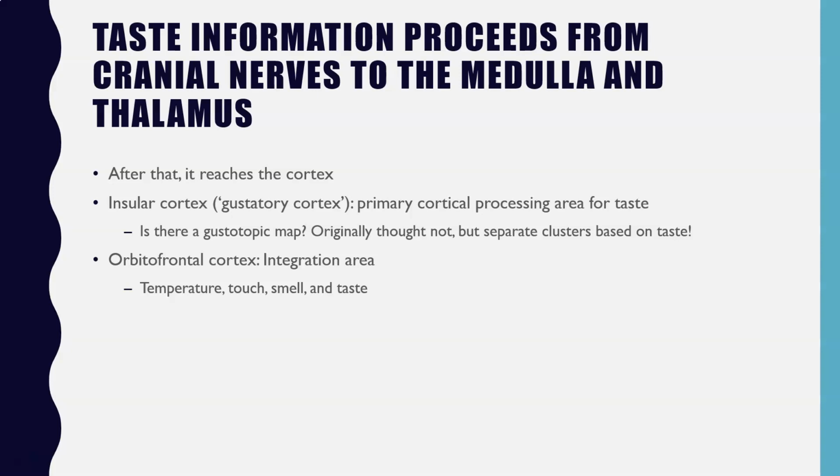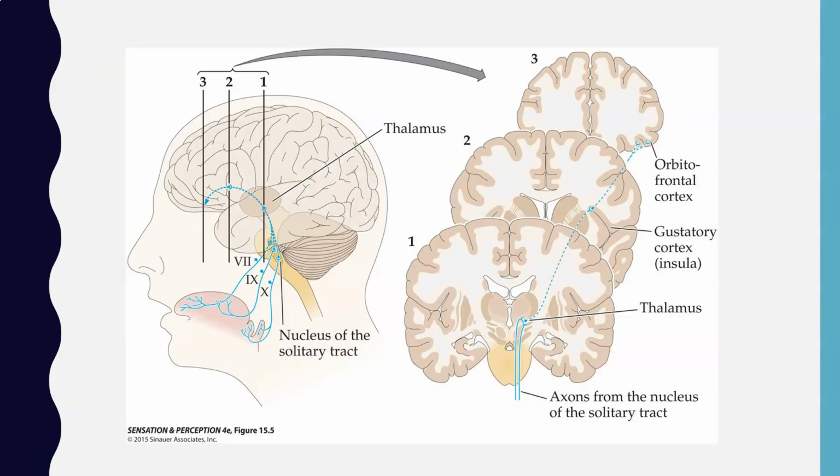After making contact with the insula, information will be sent to the orbitofrontal cortex. This is an area that's responsible for integrating information with senses, so it will also take into account the other sensory experiences of taste, things like temperature, touch, smell, in addition to taste. So again, you can kind of see how this works.